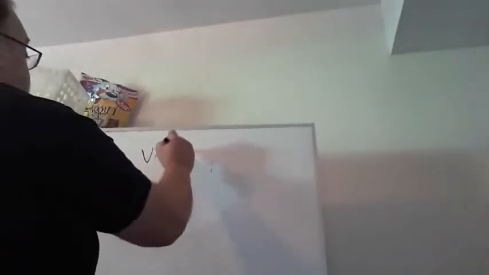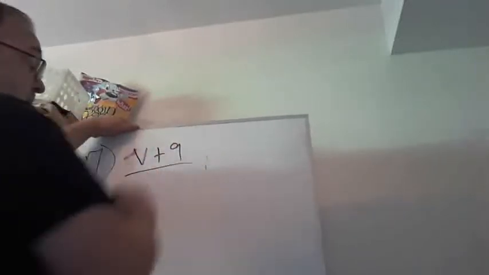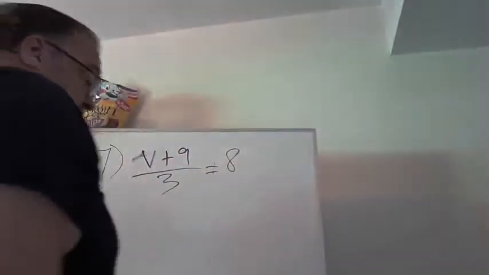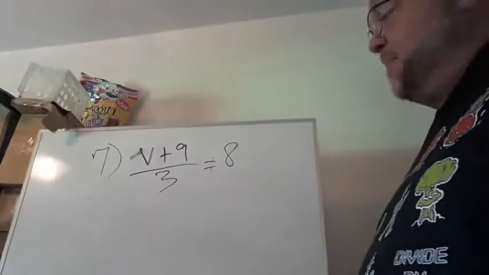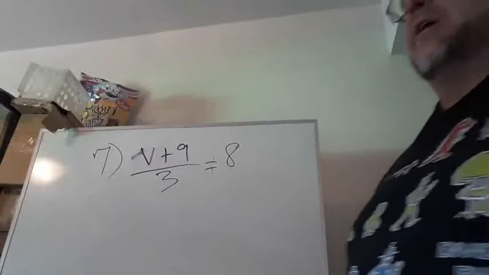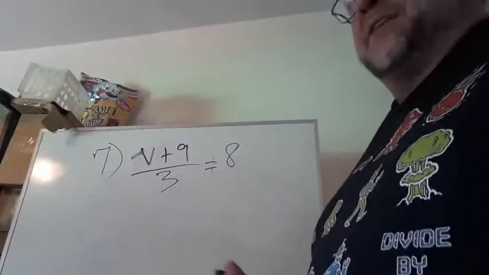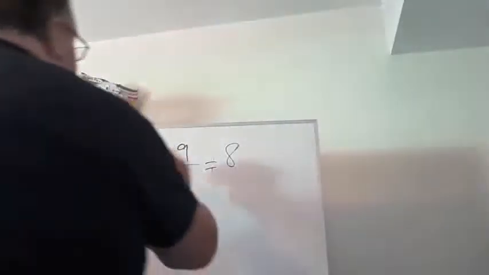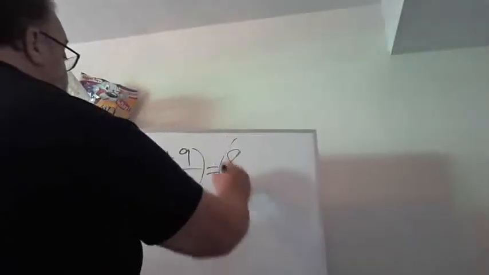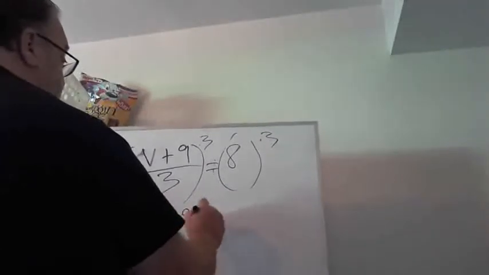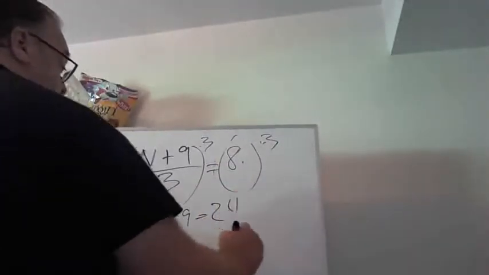All right, let's look at number 7. Number 7 says I've got v plus 9 divided by 3 equals 8. Now remember, when we have a problem like this, we need to get rid of any fractions that are there. So we've got divided by 3 on that left-hand side. Remember, fractions mean division. So we're going to want to multiply both sides by 3, and I'll get v plus 9 over here equals 24.